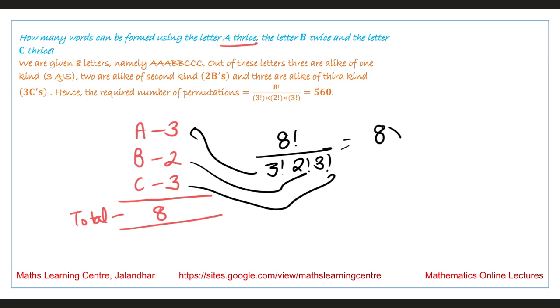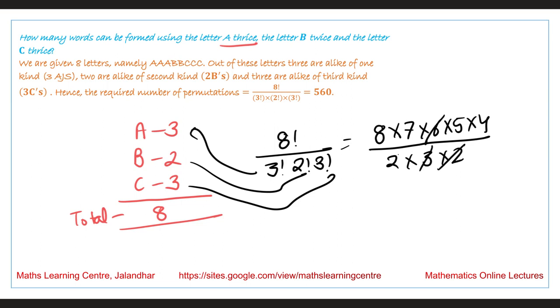The answer is 8 into 7 into 6 into 5 into 4 divided by 2 into 3 into 2. This 6 gets cancelled, this gets cancelled, and on multiplying these values the answer we get is 560.